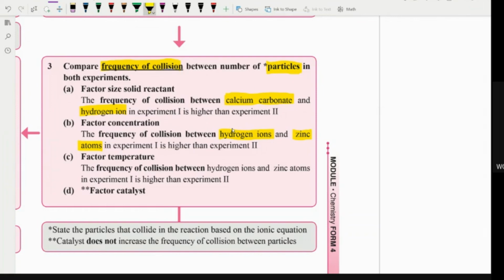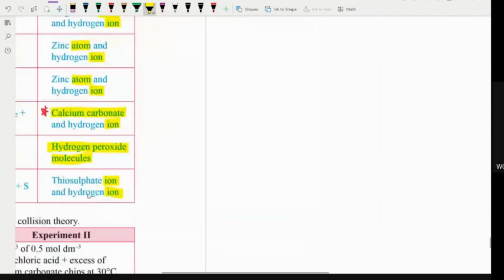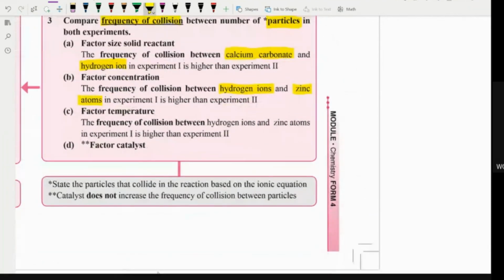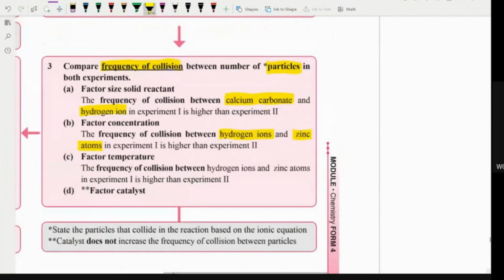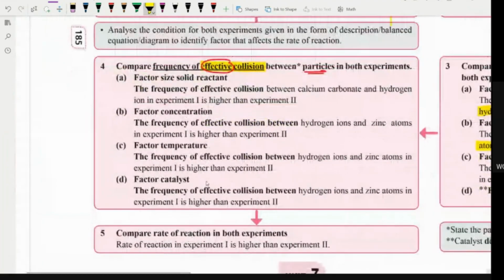Okay, very simple. All are here already. They won't use another example. Don't worry. So after you mention the frequency of collisions, then the frequency of effective collisions. Again, the same thing. Effective collisions between the hydrogen ions and zinc atoms in experiment 1 is higher than experiment 2. So the rate of reaction is higher in experiment 1.